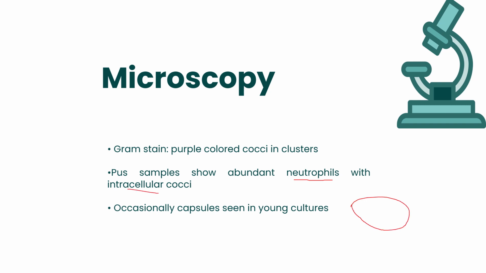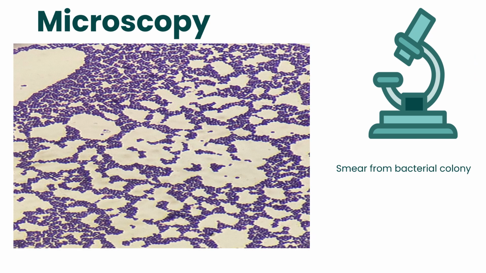Suppose this is a neutrophil, you can see cocci within the cell. We will see it later on. Occasionally capsules are seen in young culture, but this is not very common with Staphylococcus. So here you can see a microscopic slide. This slide is made from a bacterial colony, which means you have cultured some sample in which Staphylococcus infection was there on a plate, like a blood agar plate.